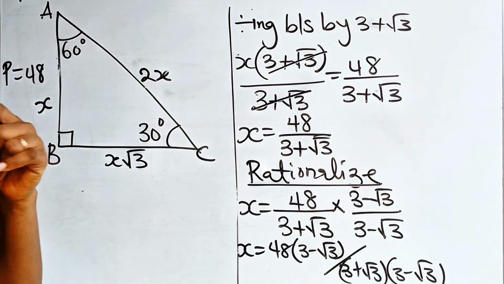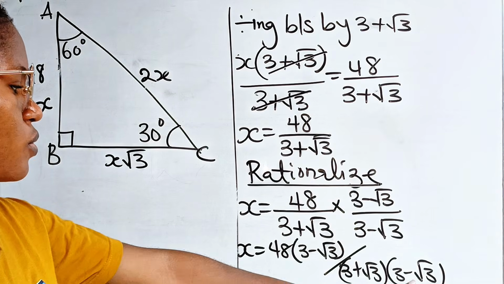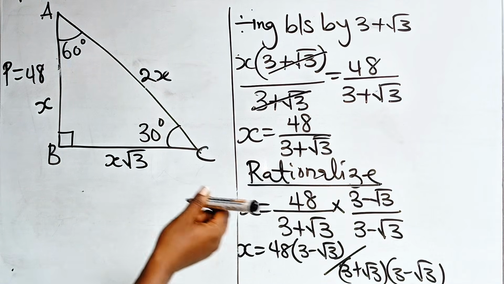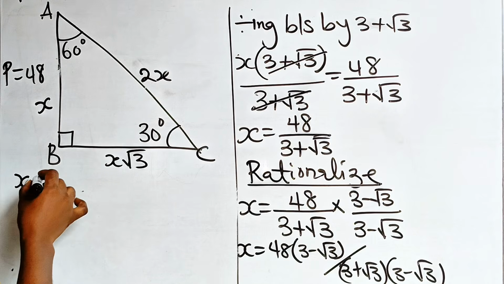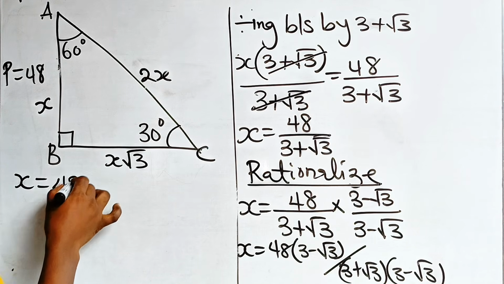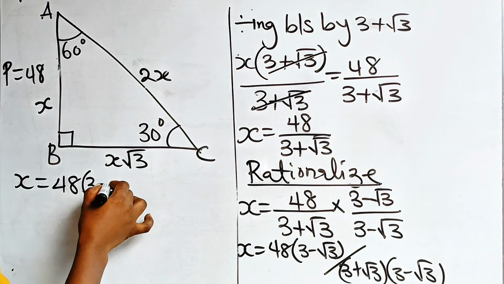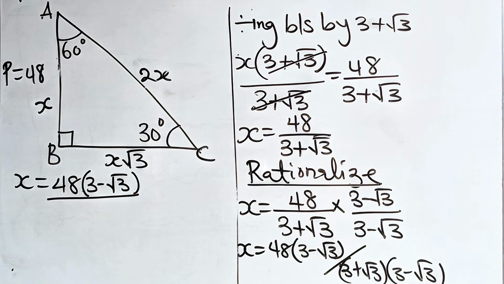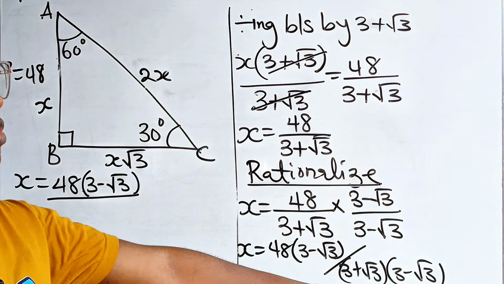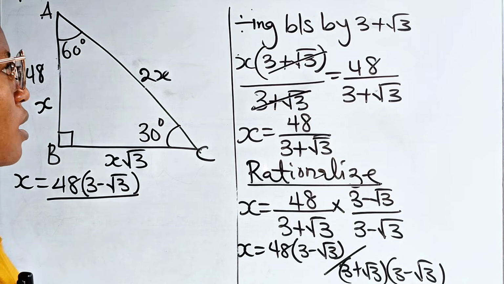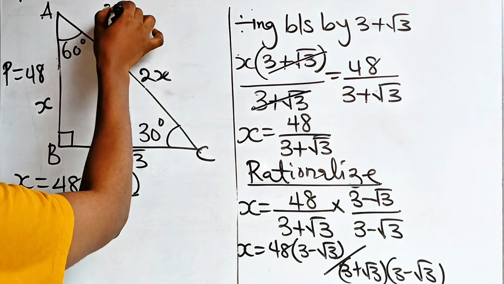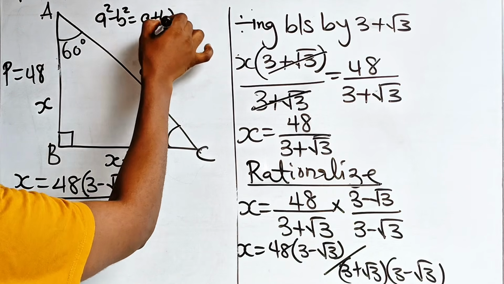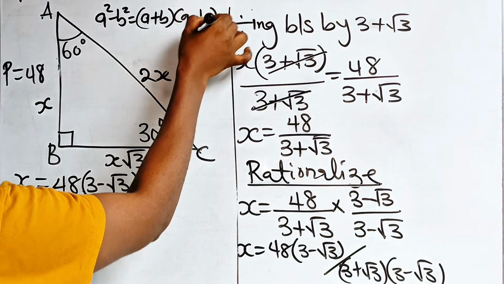Now, when you look at this, you can see difference of two squares from your denominator. So we have x is equal to 48 bracket 3 take away root 3 divided by, now remember that the difference of two squares says that a squared minus b squared is equal to a plus b multiplied by a minus b.